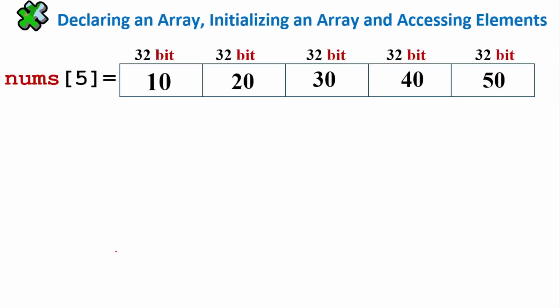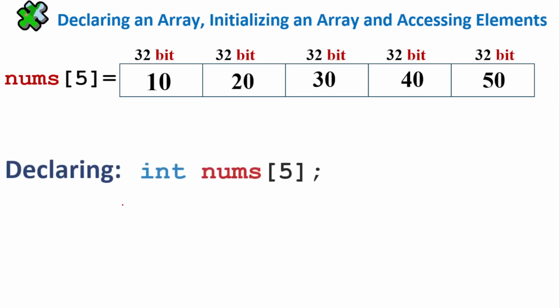Declaring an array, initializing an array, and accessing elements. To declare an array, we specify the type, the name, and the size. Here, int nums[5] creates an array that can hold 5 integers. Remember, the size must be a fixed value known at compile time.